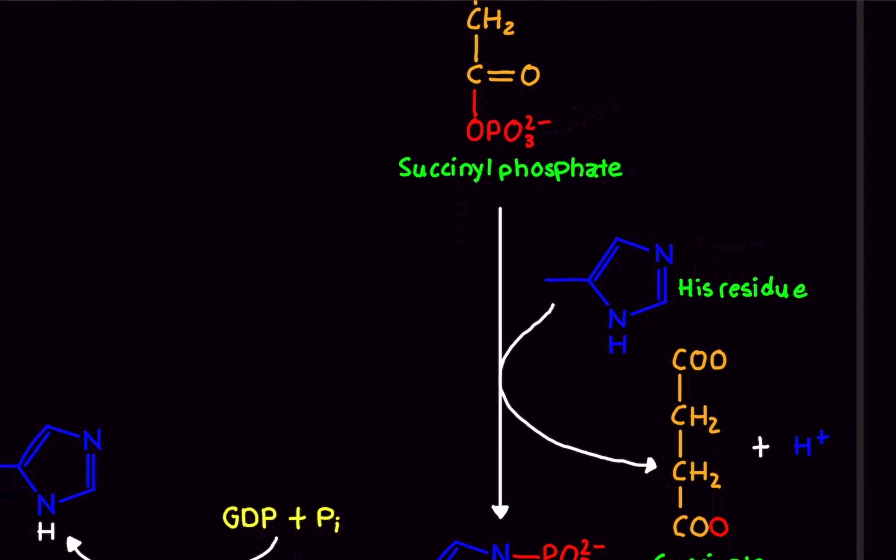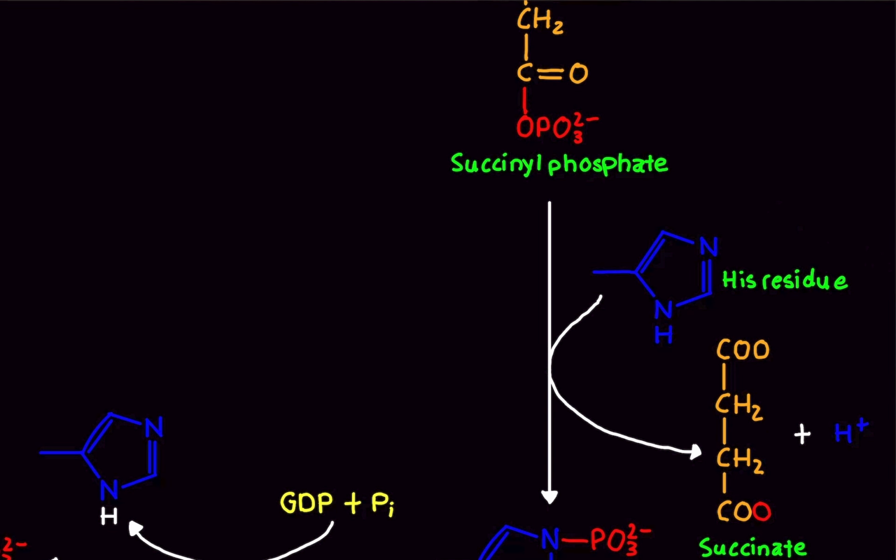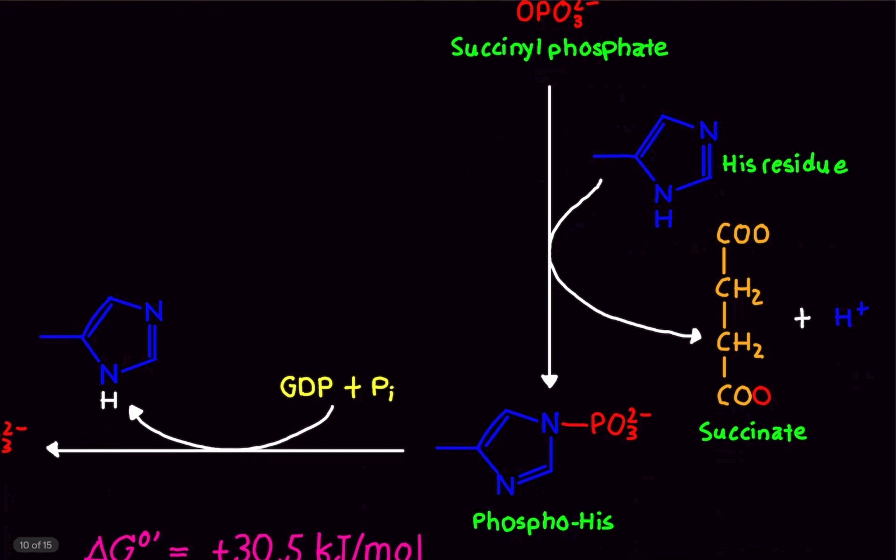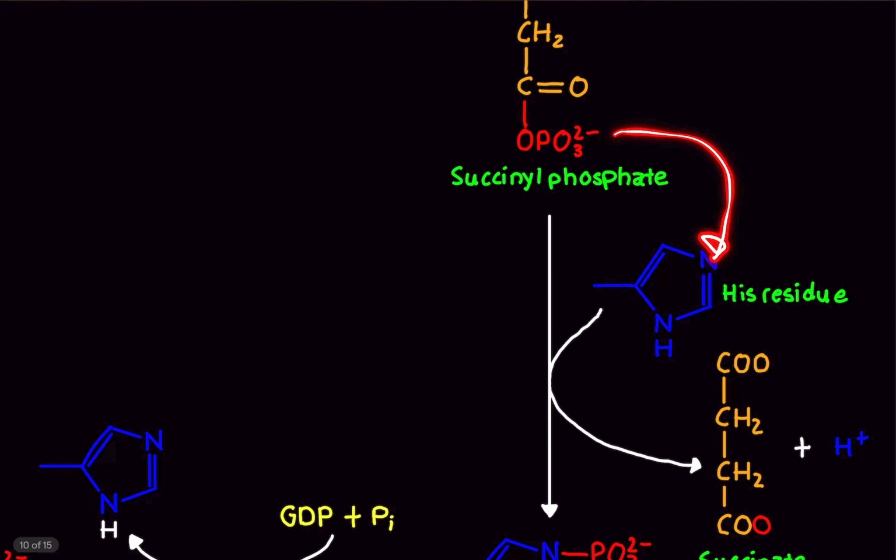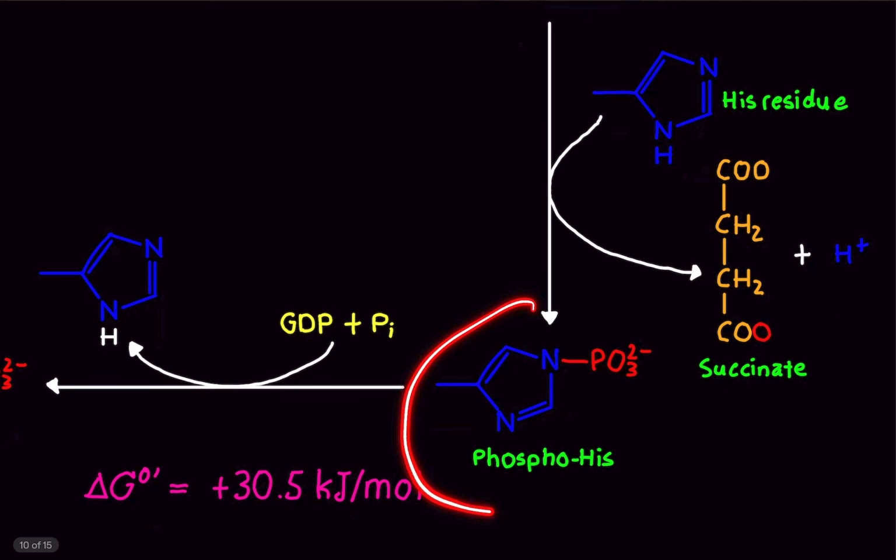A random histidine residue that's wandering around in the body, in the mitochondria, is going to come along. It's going to basically say, hey, I see you have a phosphate group, let me take care of it, and I'll move it to where it needs to go. So what's going to happen is the histidine residue is going to pick up this phosphate group. Actually, it's going to put it right here, okay?